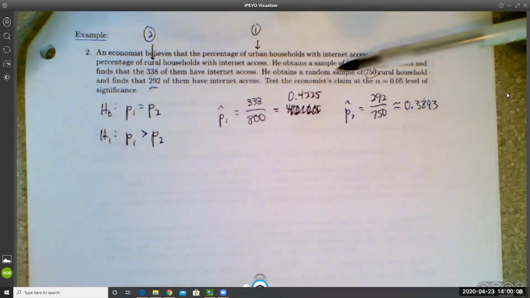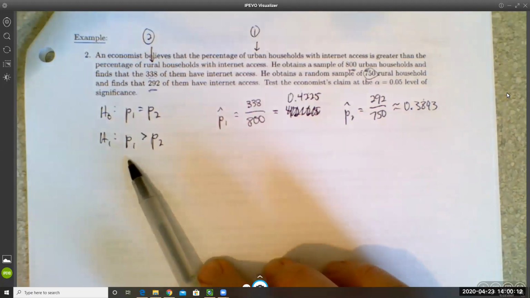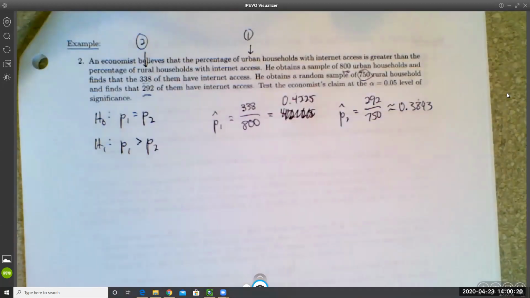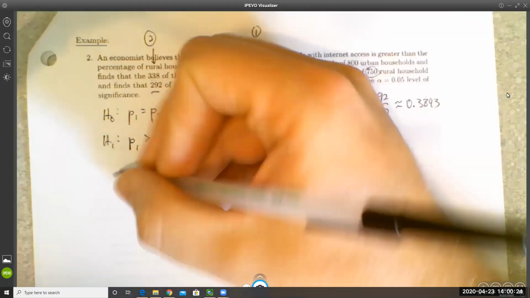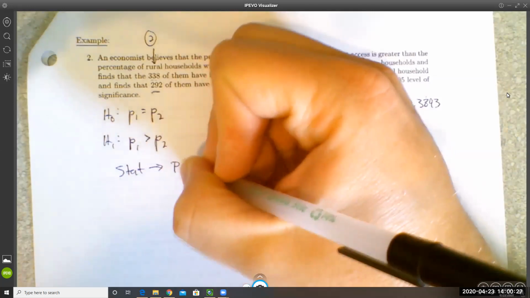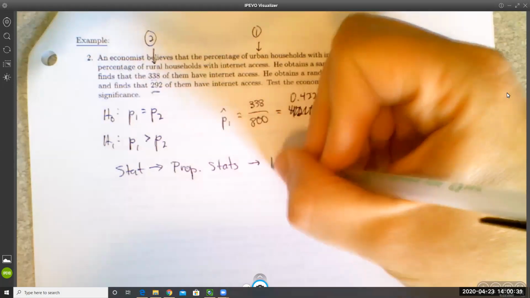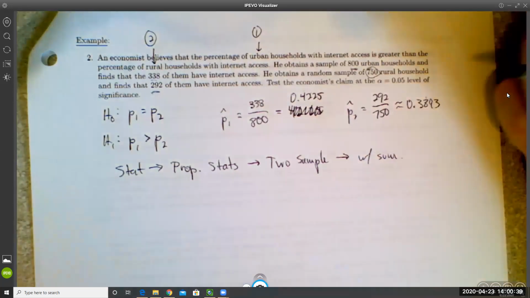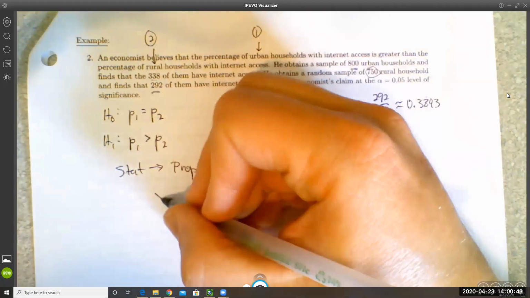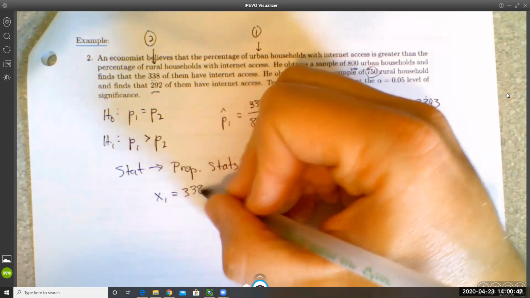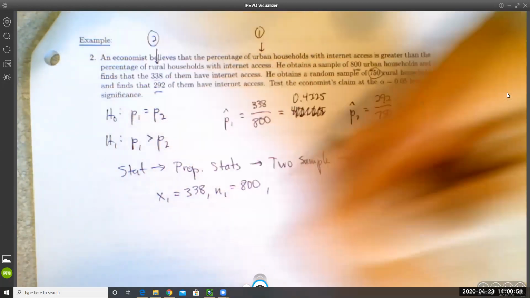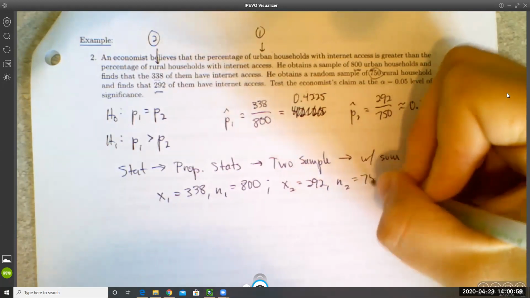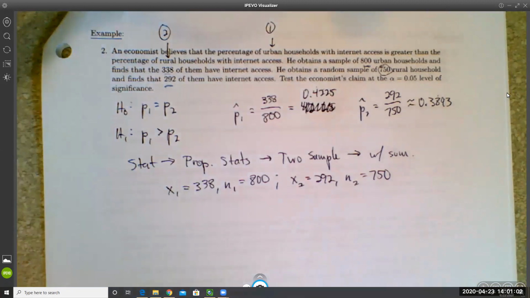But is that sample evidence enough for us to safely conclude that the population proportion of urban households would be greater than the population proportion of rural households? Well, we don't know. We have to run the test, right, to see. So we're going to go to Stat, Proportion Stats, Two Sample, With Summary. When we go there, we will be prompted to enter the number of successes for each group, which we just wrote down, and the number of trials for each group, which we just wrote down. So that's group 1. For group 2, it was 292 out of 750. Okay, let's go to StatCrunch and see what we get.